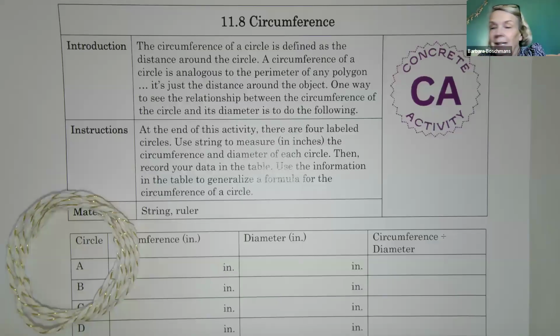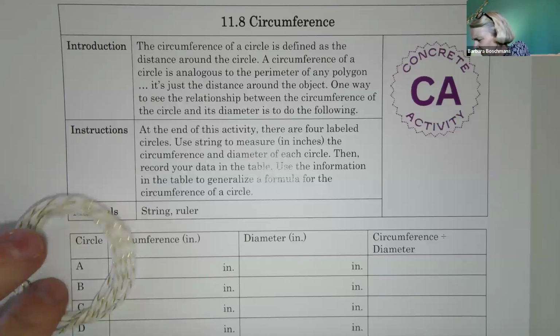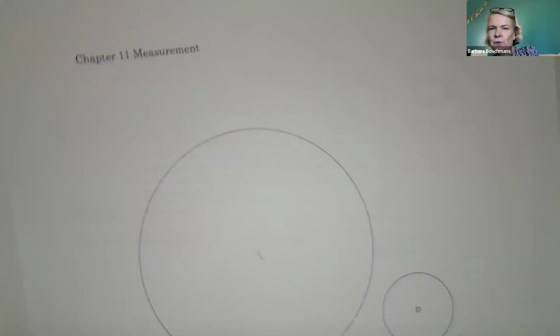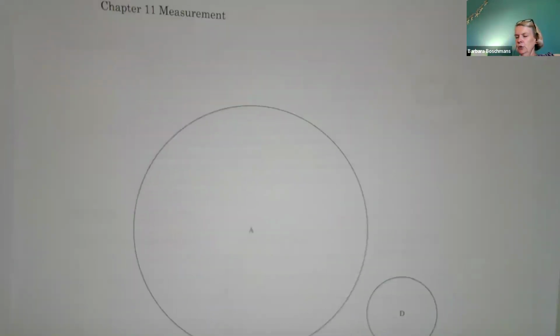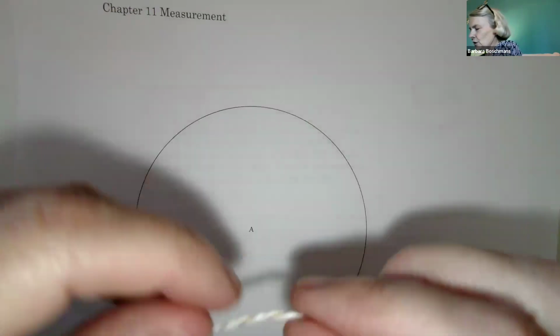Activity 11.8 is circumference. The perimeter of a circle gets its own special name. We call it circumference. On page 372 you have these 4 circles. We are going to measure the distance around, the circumference, and you will take your piece of string.